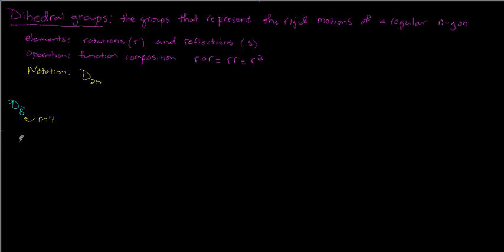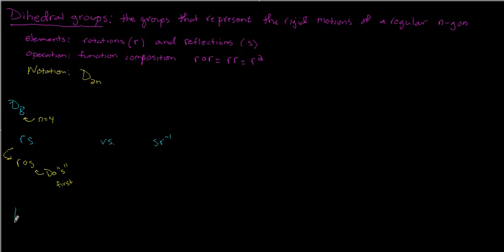Okay, so we were going to take a look at RS versus SR inverse. So let's take a look here. RS really means R composed with S. And so the first thing we're going to do is S. We're going to do S first. Okay, well, let's do that.